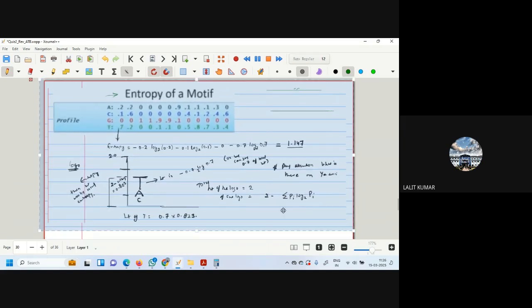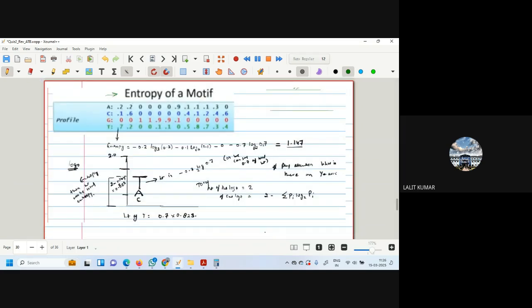And I'll explain. So for example, this is your profile. This profile you have got of motifs. So how do you make a logo out of this, and what is on X and what is on Y? The basic fundamental here is the entropy of the motif. The entropy of the motif formula is the summation of minus P of i into log base 2 of Pi.